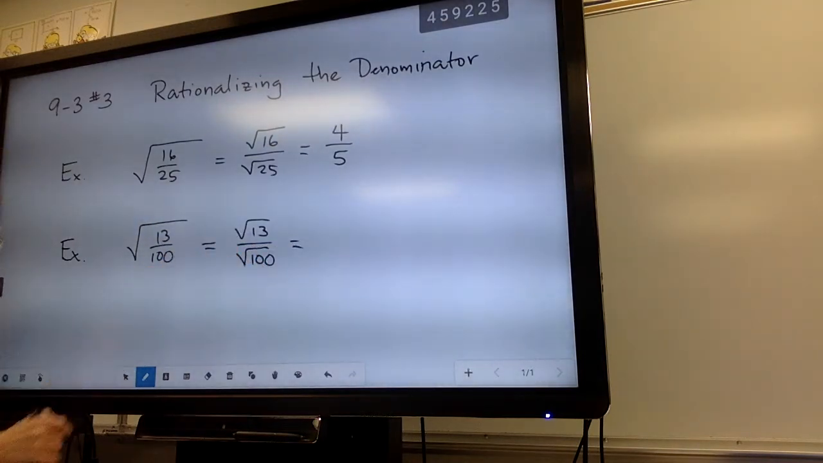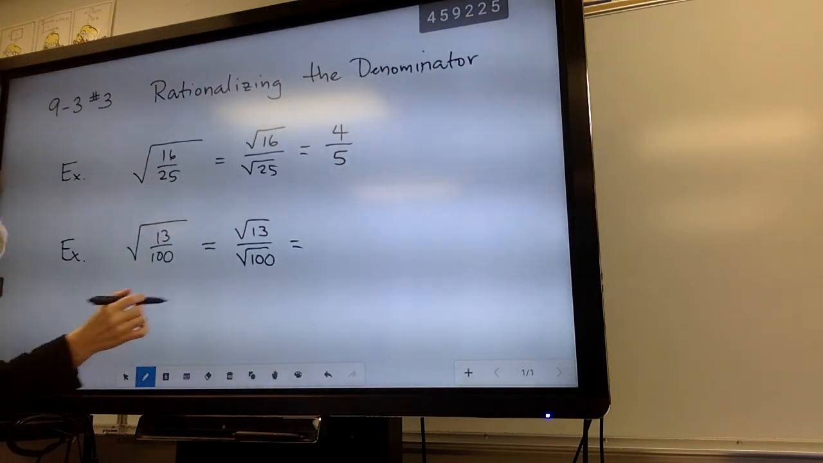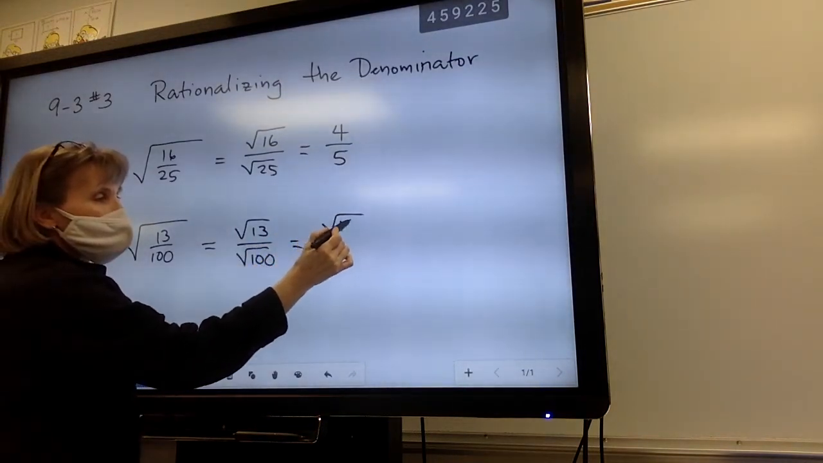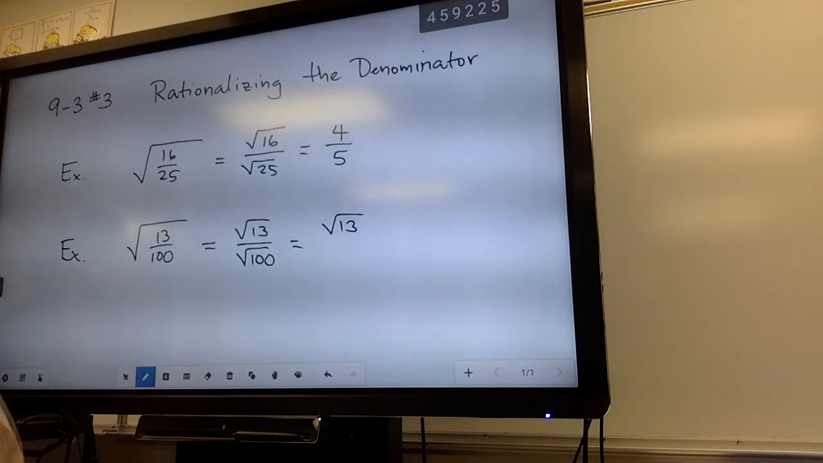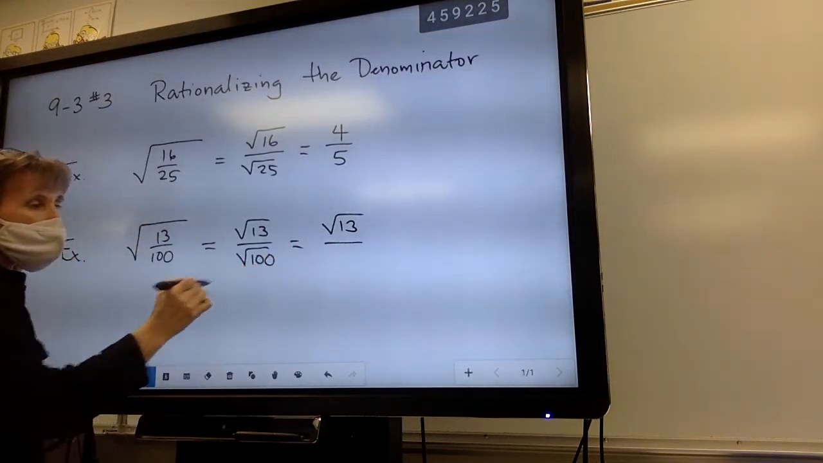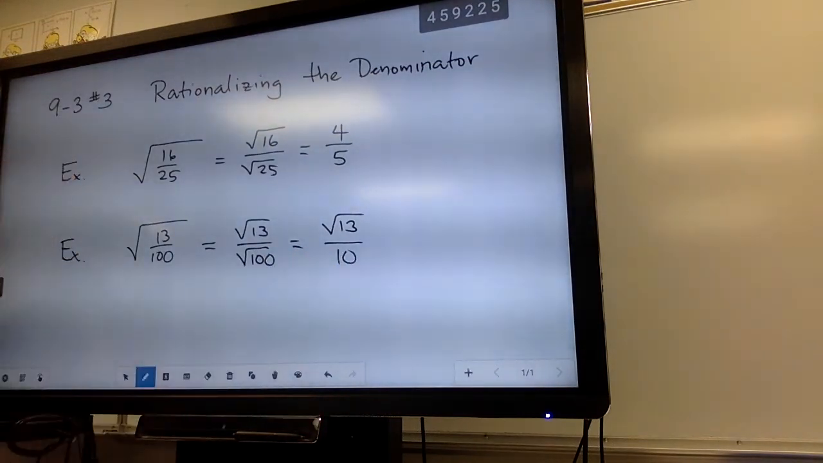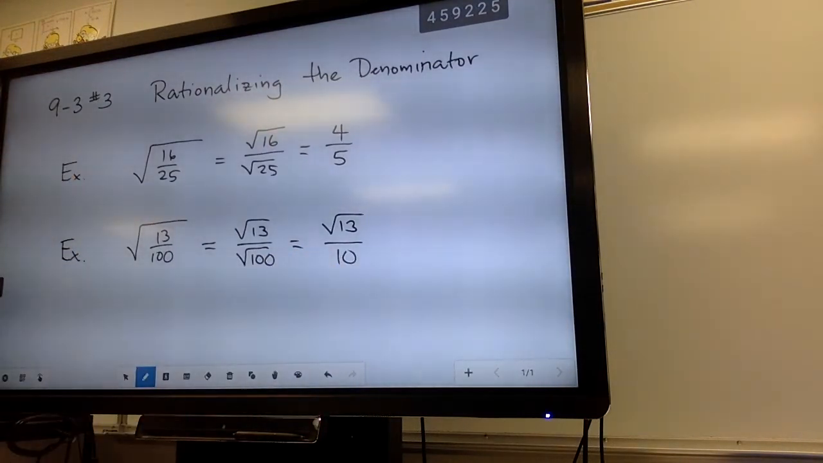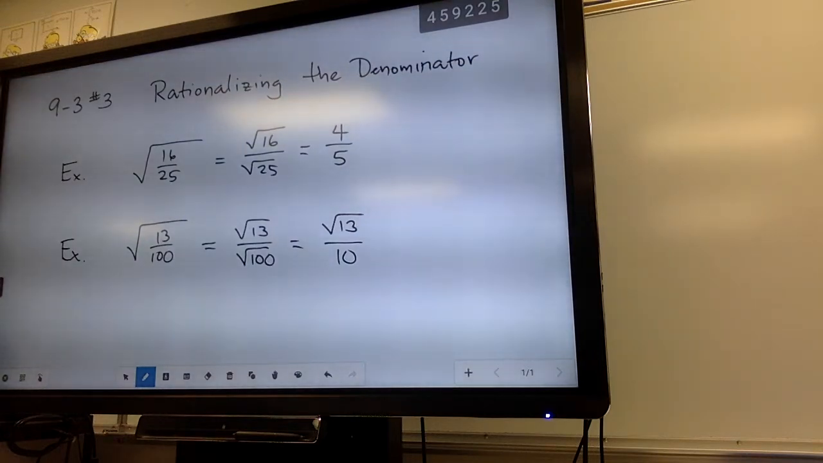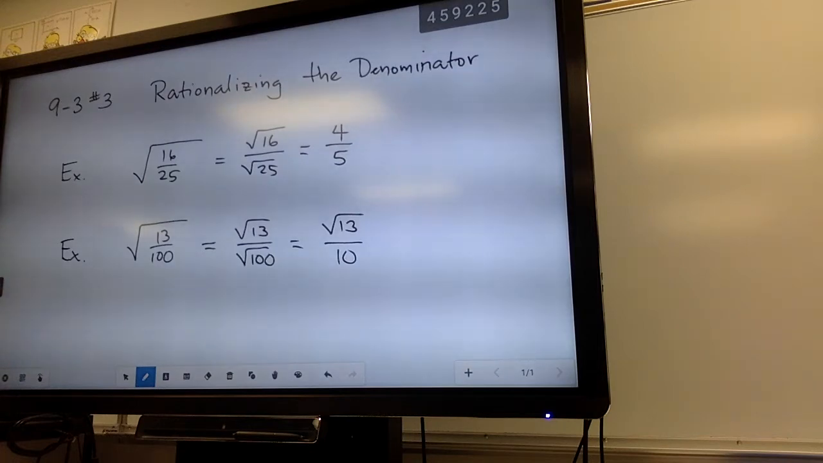What is the square root of 13? Do we know it? It's a prime number. So it's not even going to simplify. There's nothing that I can bring out from underneath the radical. It's just going to stay the square root of 13 over, how about the square root of 100? 10. And it's okay to leave your answers like that. We do have a radical in the numerator, and that's okay. That's as far as we can simplify it. We just leave it like that.